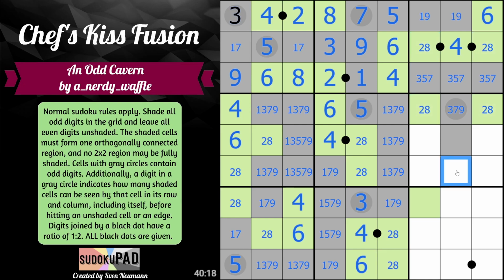2, 8 X-Wing, which will almost certainly be resolved by a 1. Like, I don't see what other way it could be resolved, so I think it'll have to be resolved by 1. I guess technically it could be resolved, no, it can't be resolved by a 4 because there's already 4. We're actually forced to put 4 in one of these 2 cells.